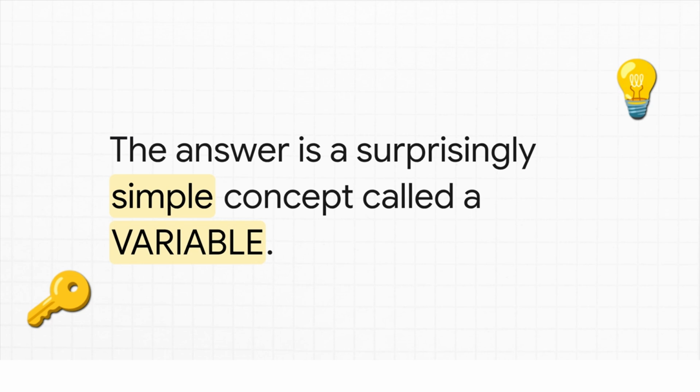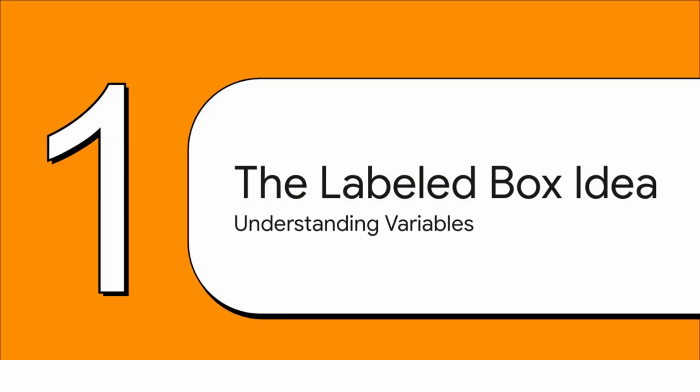This one idea is really the key to understanding how programs store and manage all kinds of information. You can pretty much think of it as the memory of your program. So to really get our heads around what a variable is, we're going to use a super simple but really powerful metaphor. Just forget about computers for a second and think about organizing stuff with boxes.